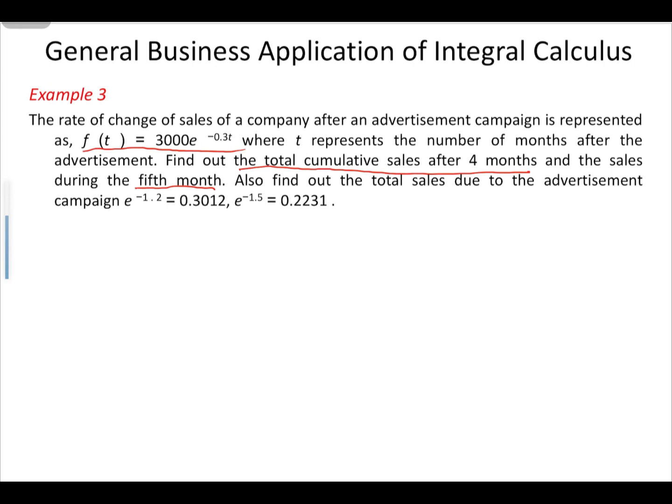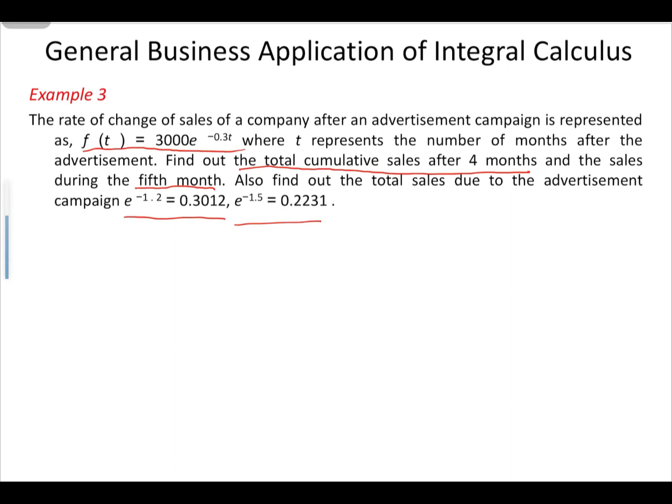Also, we should find out the total sales due to the advertisement campaign, and it has been stated that we should take e to the power negative 1.2 to be equal to 0.3012 and e to the power negative 1.5 to be equal to 0.2231. But I know since you are using a calculator, this shouldn't be a problem. If you get to that point, you can just use your calculator to punch them out. So let's solve this question.